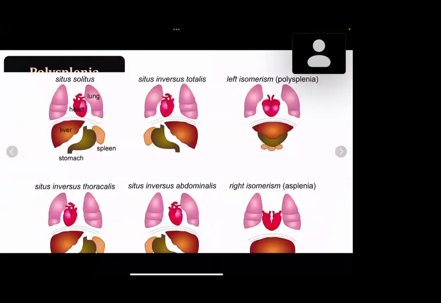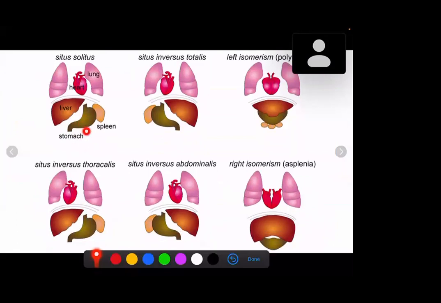So what do we mean by isomerism? As we know, this is the situs solitus, which is the normal anatomical arrangement of the human body. The right lung has 3 lobes, the left lung has 2 lobes, and this is the normal anatomy of the heart. The liver is on the right, and the spleen and the stomach are on the left side.